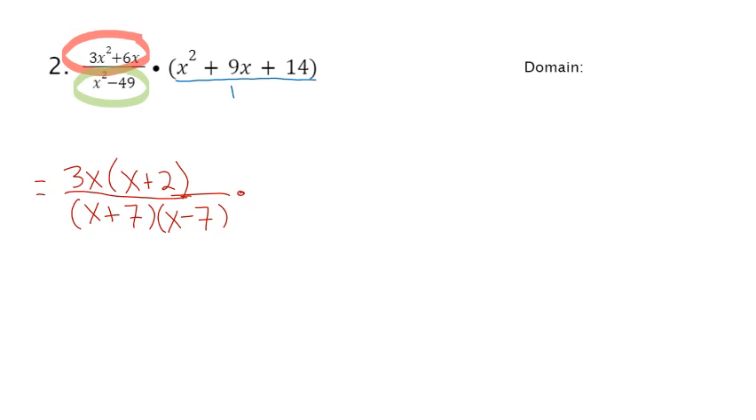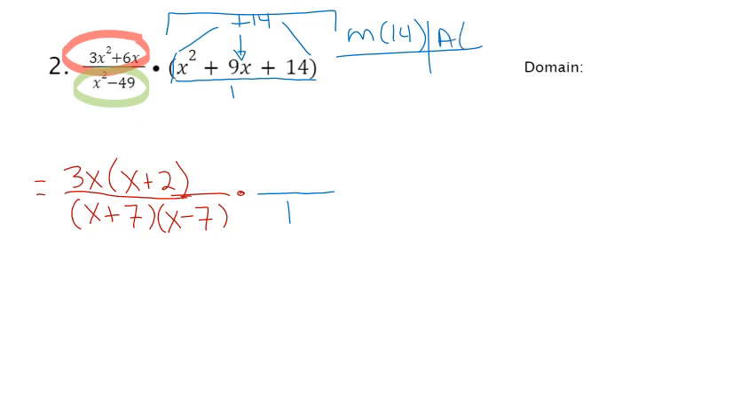And then the second rational expression, I have a 1 on the bottom still. I might write a 1 there as a placeholder. And then we're going to factor it out. So factors of 14 that add to 9. So numbers that multiply to 14 but add to 9. And that would be 7 and 2.